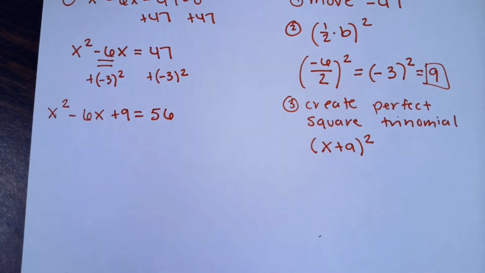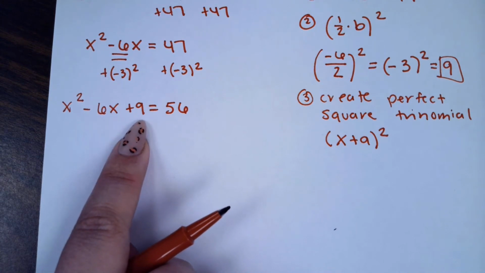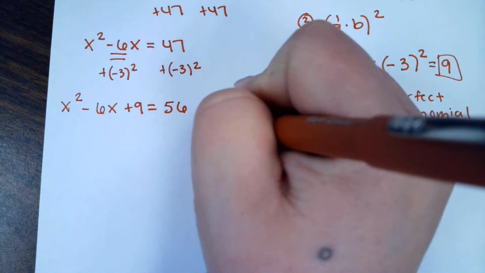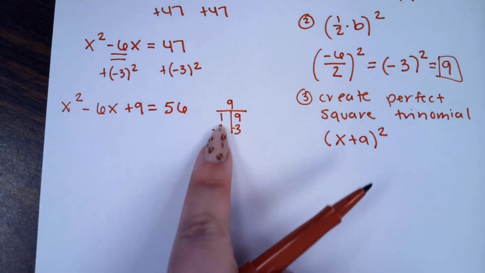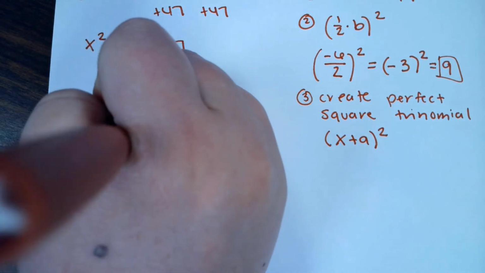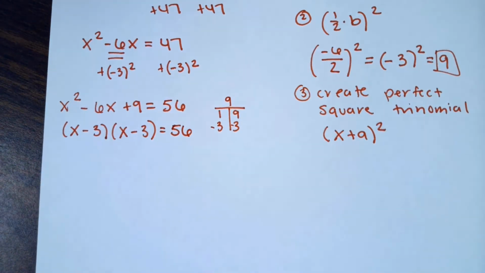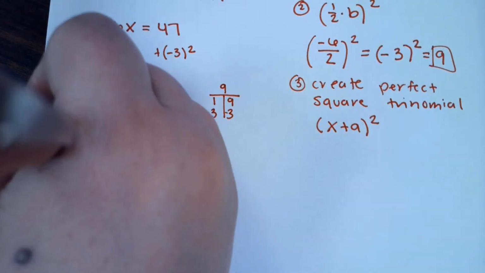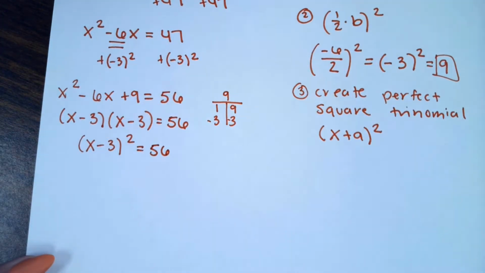So let's go ahead and factor then. We need two numbers that add to negative 6 and multiply to 9. So if you want, you can write out your factors of 9: 1 and 9, 3 and 3. Well, if we make both these negative, we'll still get positive 9, and then when we add them, we get negative 6. So it's x minus 3 times x minus 3. And we can't forget about our 56 on the right side there. Now, since our factors are the same, we can write it like this, right? So it's x minus 3 squared equals 56.